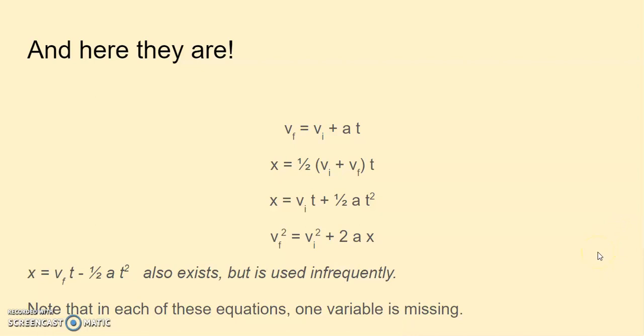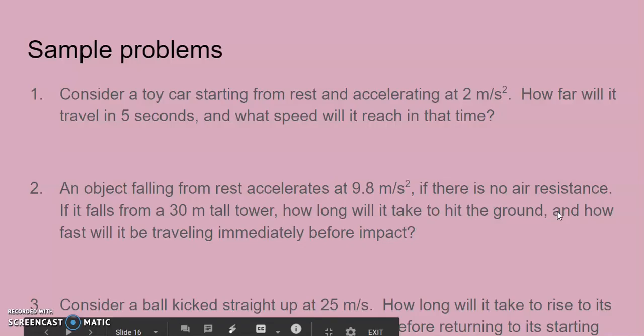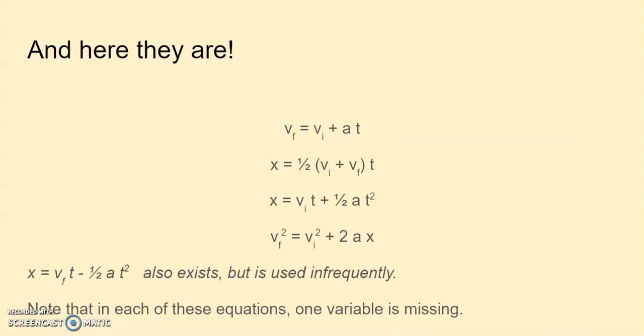Notice, by the way, that there's a variable missing from each of these equations. This guy's missing x, or d if you prefer. This one's missing a. This one happens to be missing final speed. This is missing time, and this one's missing initial speed. And I'm going to stop with that. So these are the guys right here.